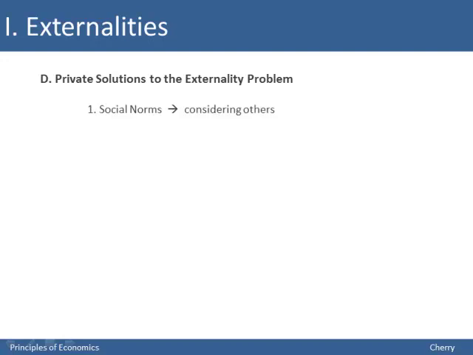For example, social norms, which is essentially just being considerate of others, being aware that your activity affects a third party, and you adjust your behavior accordingly. So for instance, a cigarette smoker will adjust their behavior to minimize the effect they have on other people. So maybe they go outside on the deck to smoke instead of smoking in the house.